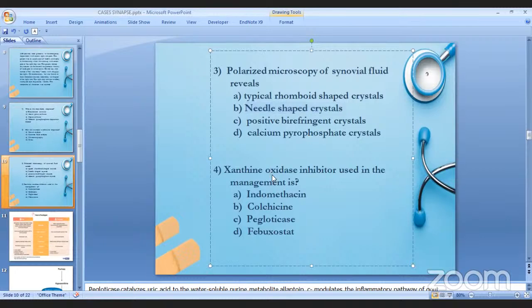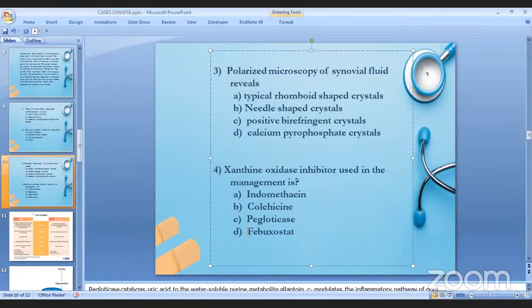Now there is something called xanthine oxidase inhibitor used in the management. So among these options, which one is the xanthine oxidase inhibitor? I remember this question being asked in my NMCLE.